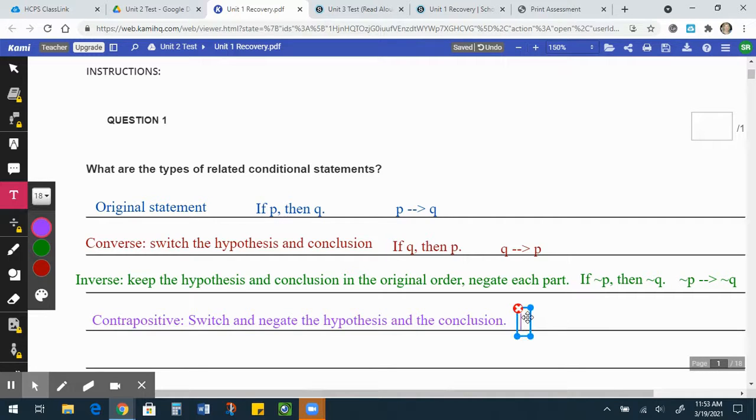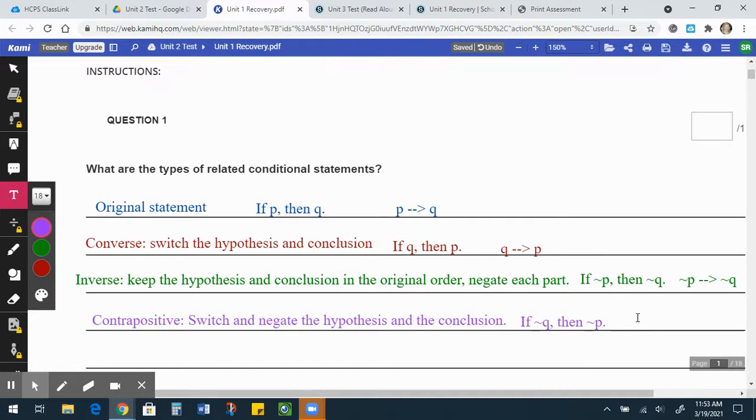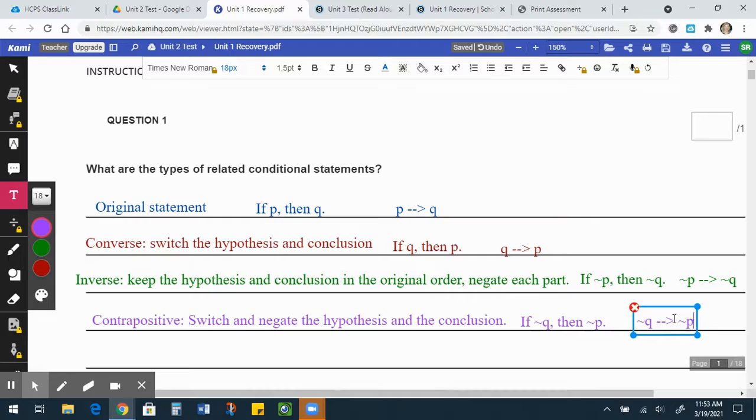All right, so in if then form, it would say if negated Q, then negated P. I had to take the original, switch the P and the Q, and negate the P and negate the Q. And in shortcut notation, it would say negated Q, arrow, negated P. Put this original one way up here at the top. We switched them and we negated each part.